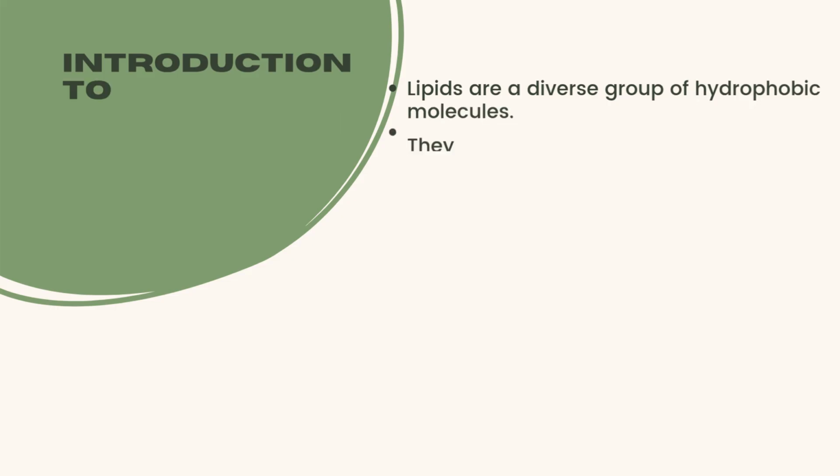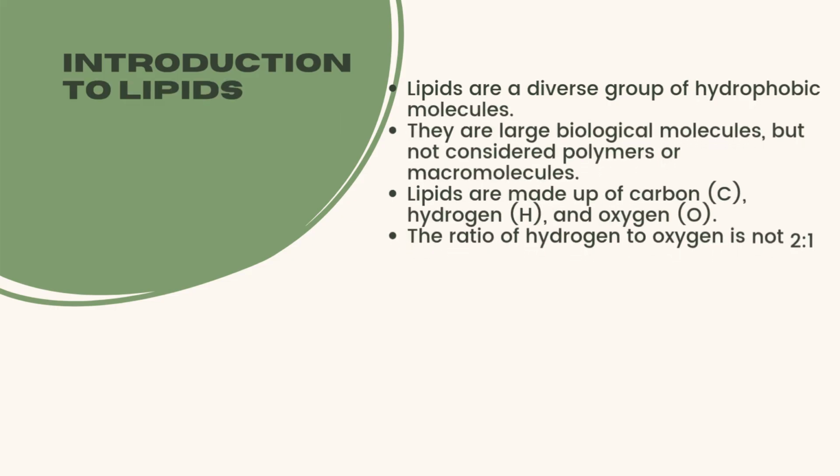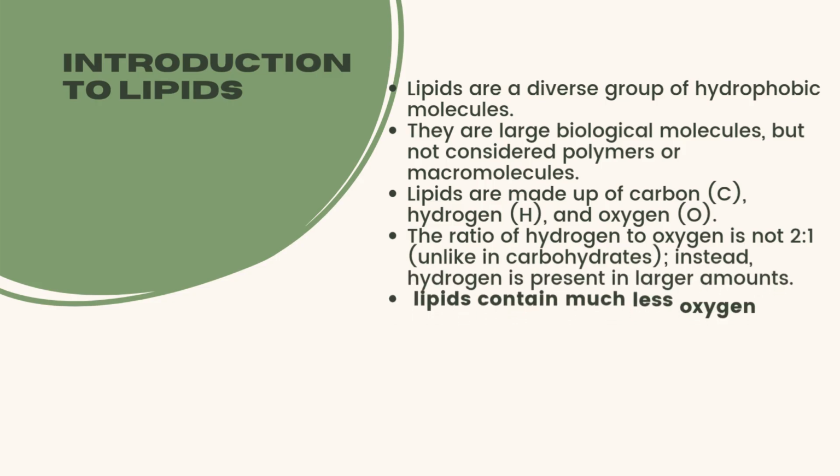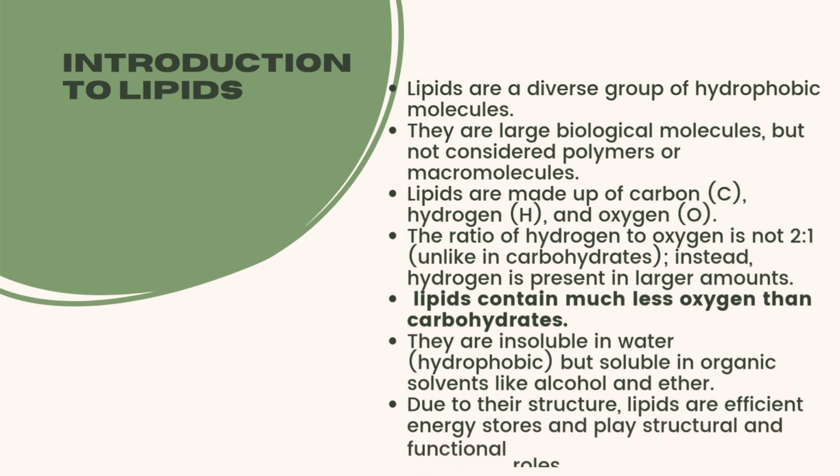Lipids are a diverse group of hydrophobic molecules. They are large biological molecules, but not considered polymers or macromolecules. Lipids are made up of carbon, hydrogen, and oxygen. The ratio of hydrogen to oxygen is not 2 to 1, unlike in carbohydrates. Instead, hydrogen is present in larger amounts. Lipids contain much less oxygen than carbohydrates. They are insoluble in water, hydrophobic, but soluble in organic solvents like alcohol and ether. Due to their structure, lipids are efficient energy stores and play structural and functional roles in cells.